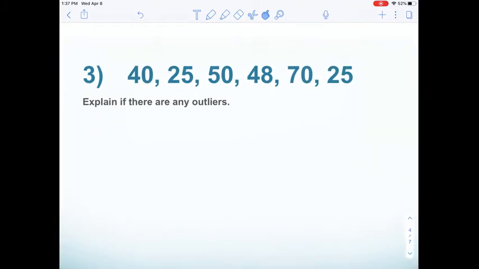Number 3 says explain if there are any outliers. So I'm going to just order this data super quick. So we have 25, 25. It's those same numbers that we used.